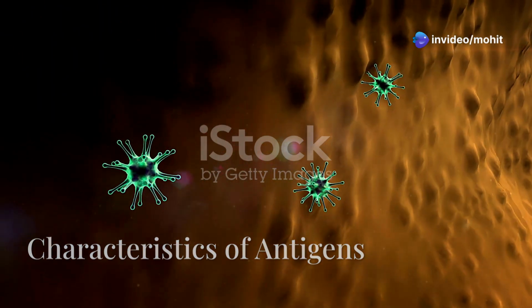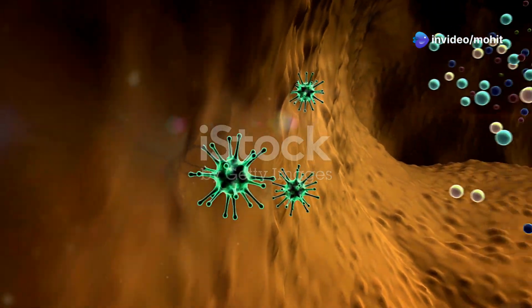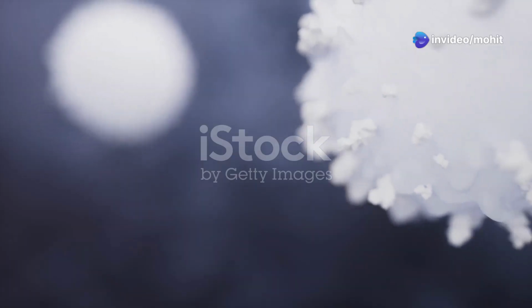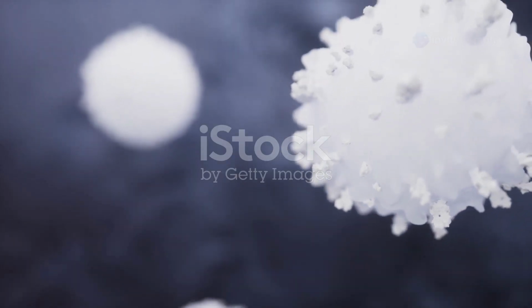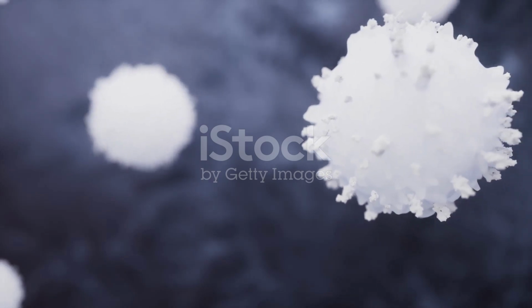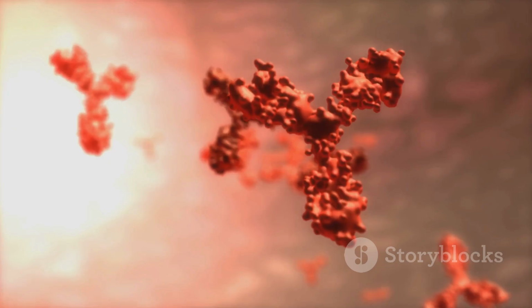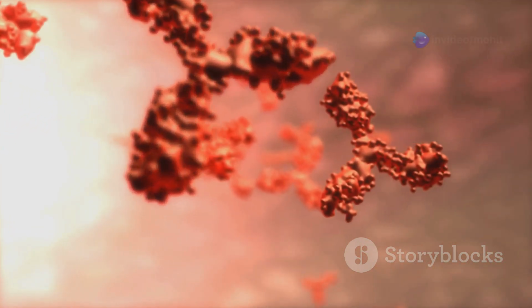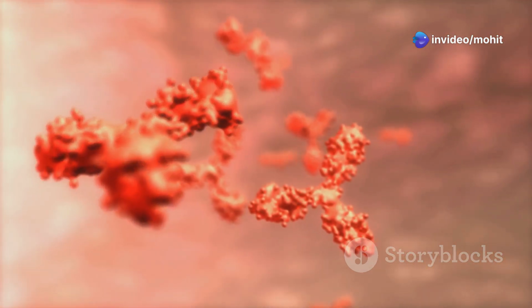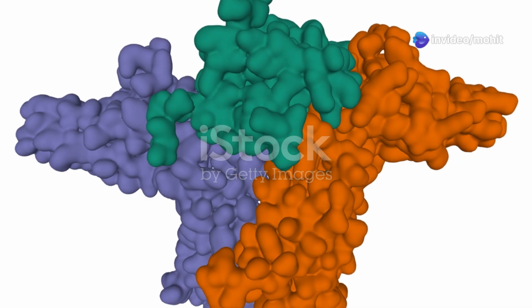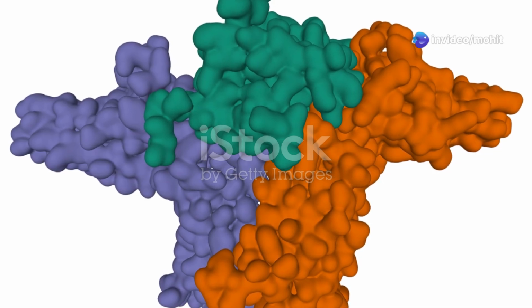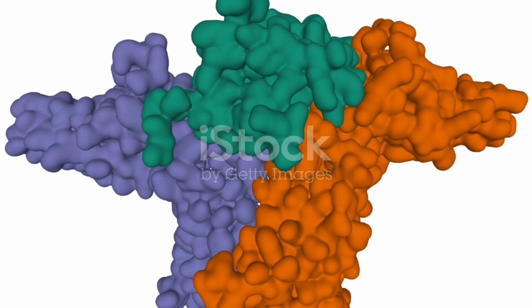Foreignness. The immune system recognizes antigens as non-self and attacks them. Immunogenicity. They can stimulate B lymphocytes and T lymphocytes to produce an immune response. Specificity. Each antigen is unique and binds to a specific antibody or immune receptor. Molecular nature, mostly proteins, but they can also be polysaccharides, lipids, or nucleic acids.